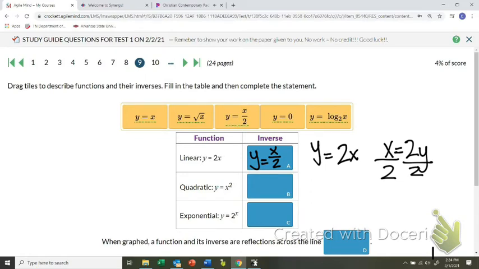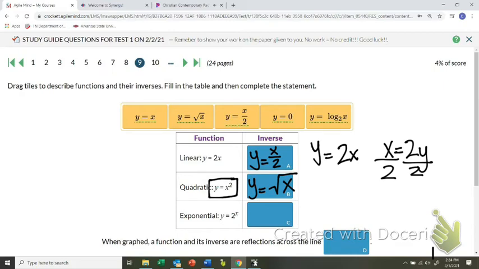Now, what is the opposite of squaring? Square rooting. So, what is the inverse of x squared? If the opposite of squaring, which is what I'm doing right here, is square rooting, then the opposite of x squared is the what of x? The square root of x.